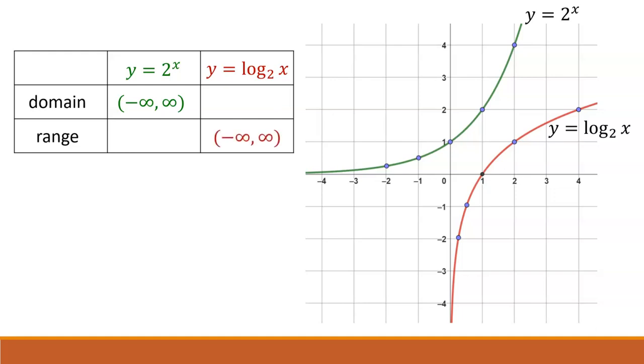The range of our log function is the same as the domain of our exponential function, so it's also from negative infinity to positive infinity, or all real numbers. The range of our exponential function is from 0 to infinity, not including 0. In other words, only positive real numbers. So the y-coordinates of the points along y equals 2 to the x will remain above that horizontal asymptote. In other words, they'll be greater than 0.